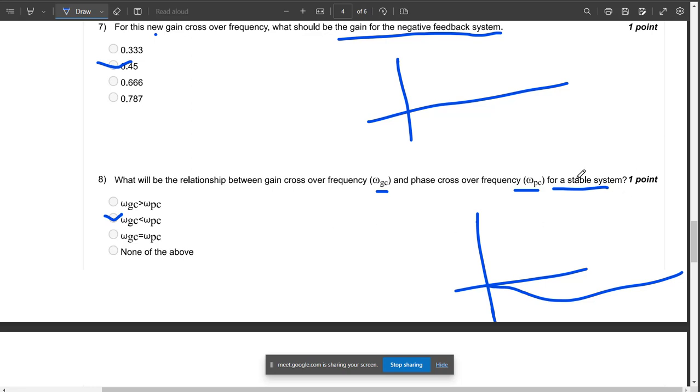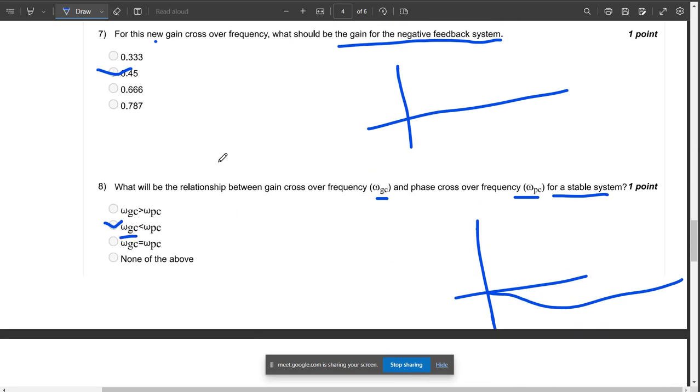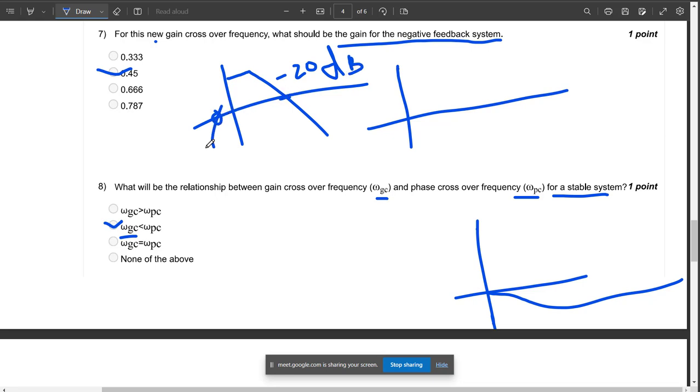But since the system is stable, it will be more than omega gc, right? Since omega gc means, let's say this is a one pole system, this is minus 20 dB, and this is 0, which is 0 in dB.